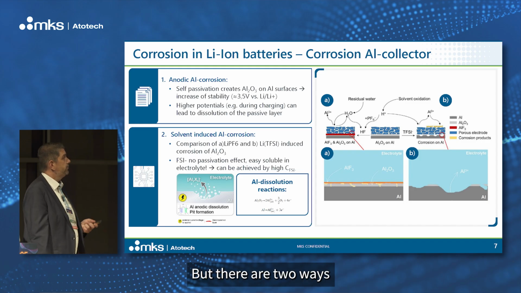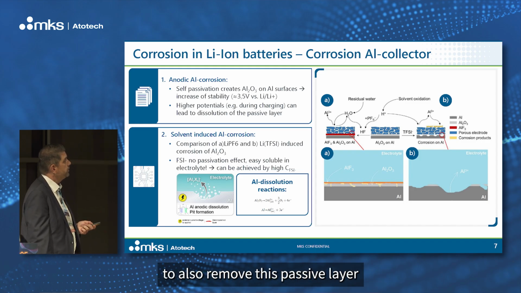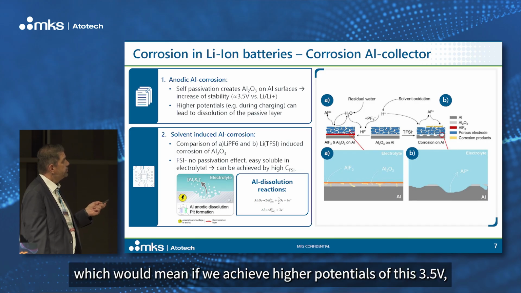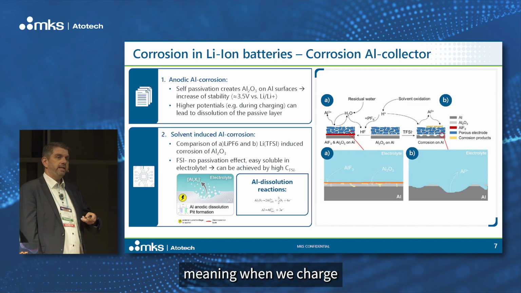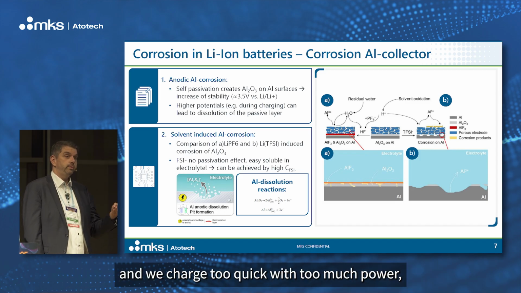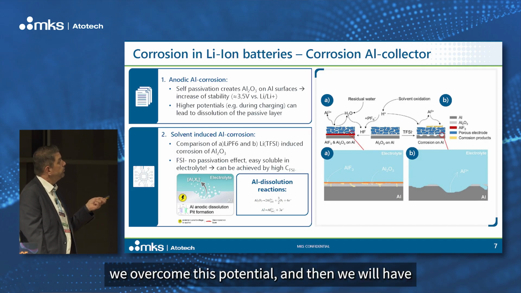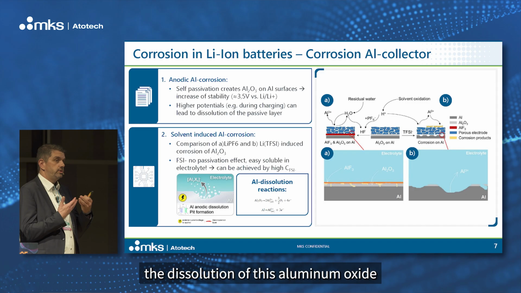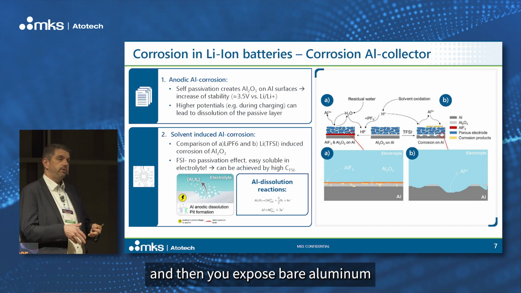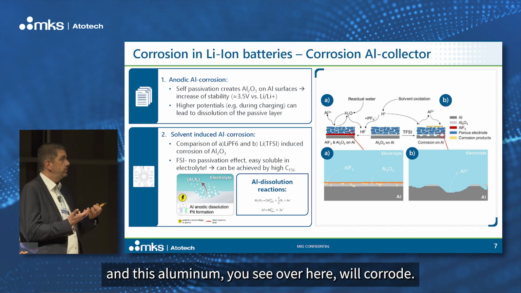But there are 2 ways to remove this passive layer. If we achieve higher potentials than these 3.5 volts, meaning when we charge too quickly with too much power, there's a risk we overcome this potential, and then we will have dissolution of this aluminum oxide, and then you expose bare aluminum, and this aluminum you see over here will corrode.